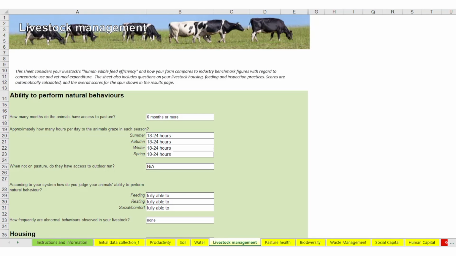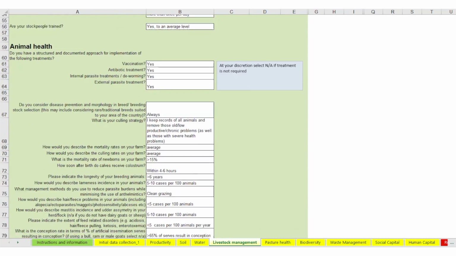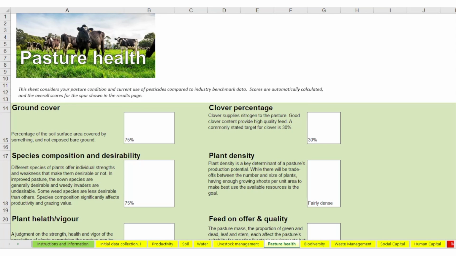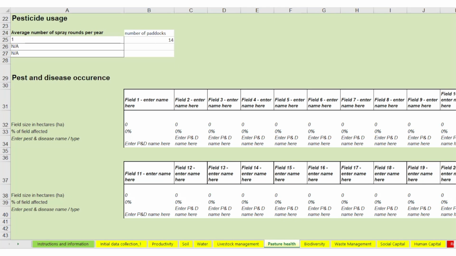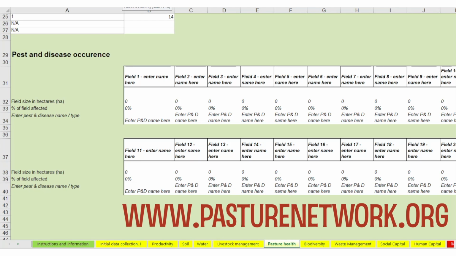Livestock management. This considers the animal's ability to perform natural behaviours, housing, feed and health. Use the drop-down boxes to answer the questions. Looking at the pasture health worksheet, we consider pasture conditions, pesticide use, and pest and disease occurrence. The pasture condition scoring should take an assessment of several paddocks across the farm. A detailed fact sheet can be found on our Pasture Network website.